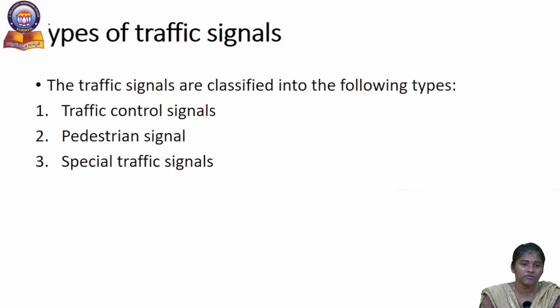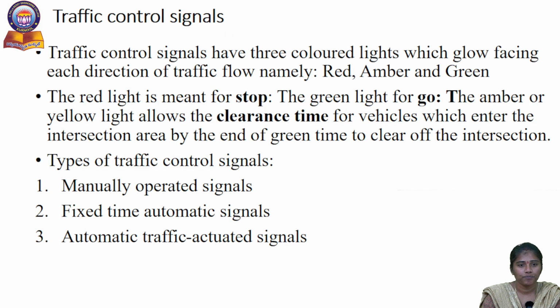We have 3 types mainly. One is traffic control signals, then pedestrian signals and special traffic signals. So first we see traffic control signals. Here traffic control signals have 3 colored lights which glow facing each direction of the traffic flow, namely red, amber and green. The red light is meant for stop, green is meant to go, and the amber or yellow light allows the clearance time. So it is clear, yellow is clearance time.